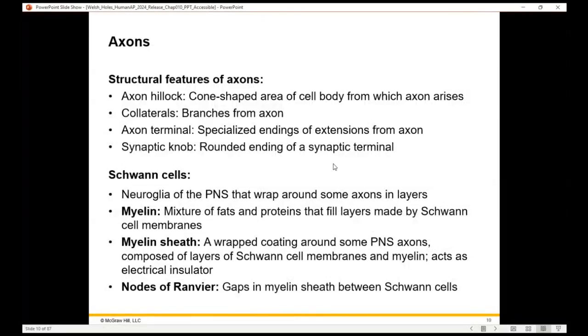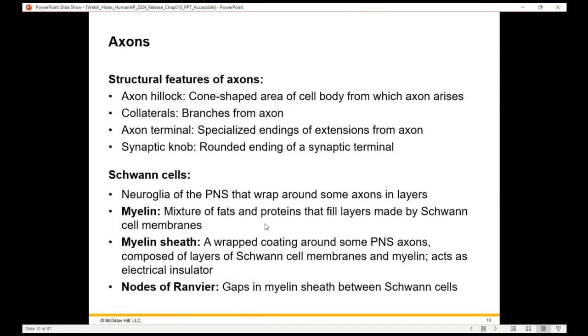Structural features of the axons include an axon hillock, which is a cone-shaped area of the cell body from which the axon arises, and collaterals, which are branches from the axon. Axon terminals are specialized endings of extensions from the axons, and a synaptic knob is a rounded ending of a synaptic terminal.